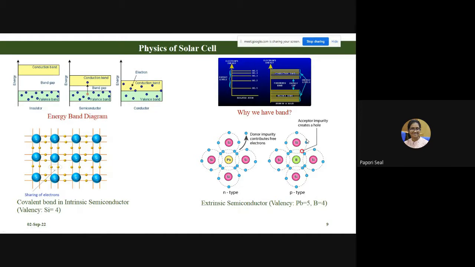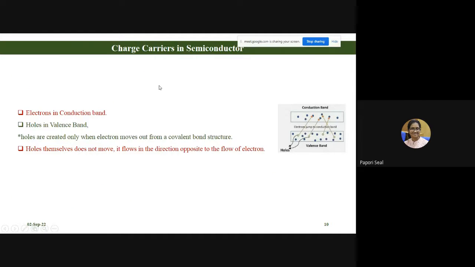So now we'll discuss what are electrons and what are holes, how electrons act as carriers in semiconductor, and how holes act as carriers in semiconductor. Now moving on, first here holes. Okay, so charge carriers in semiconductor.